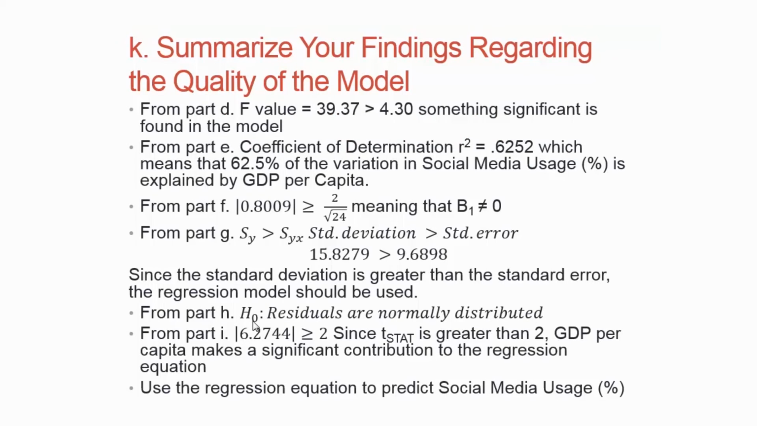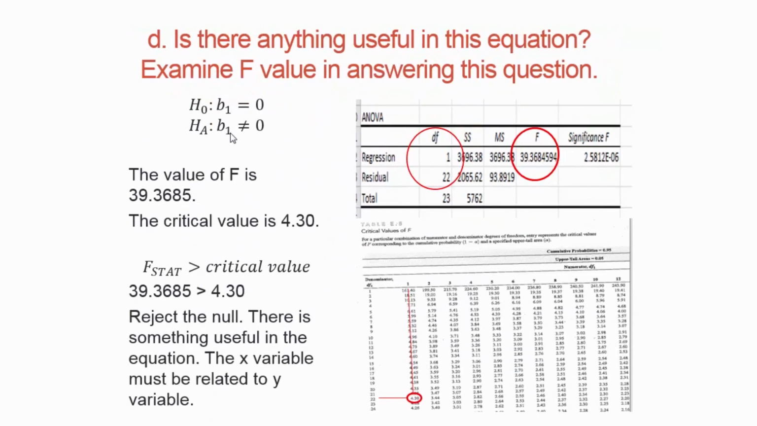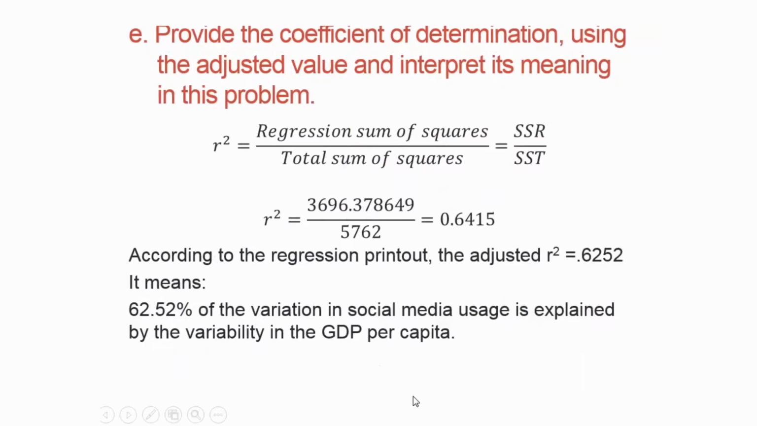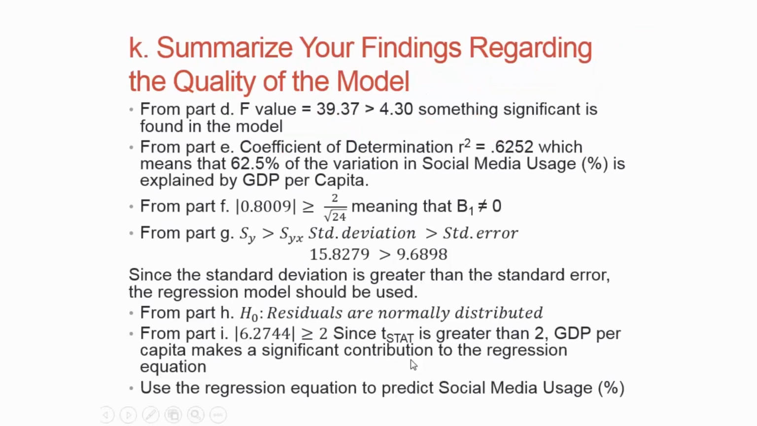Finally, we want to summarize our findings regarding the quality of the model. So from part D, we're just going back to earlier slides, finding this information and writing it up. So you don't have to go back further than this. We use the F value, 39.37, and we compare it to the critical value, 4.30. And what we found, if you remember, was that since this is so much greater, there is something significant in the model. It does appear that X and Y are probably related. Coefficient of determination from part E showed us that R squared was 62.52, which means 62.5% of the variation in social media usage percentage is explained by GDP per capita. From part F, we found that the correlation coefficient was 0.8009, which is greater than 2 over the square root of 24, meaning that B1, the true population slope, is not equal to zero.